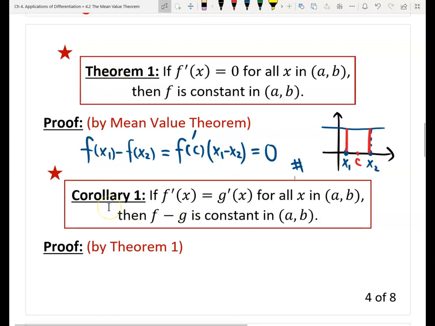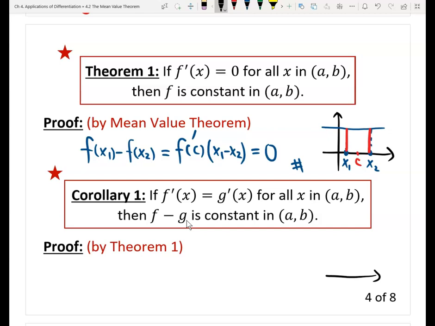Now we have another result, Corollary 1, directly from Theorem 1. Suppose now we have two functions, and the derivatives of the two functions are always the same. Then f minus g, the difference between the two functions, is a constant. For example, if f minus g equals 1, what does that mean? That means f equals g plus 1. g plus 1 is a shift up, right? Which means f and g are just related by a shift up or down. If I draw a graph, you can see it's just like this.